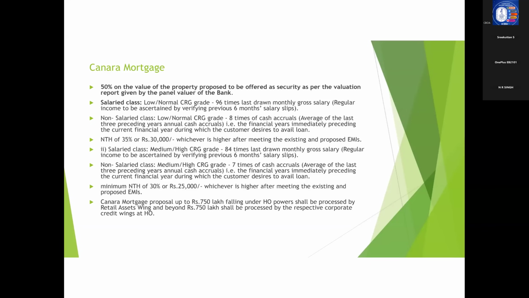Canara Mortgage, RH power, I have to see. It is, I think, 2 crore or something. See, the powers, you need not explicitly see for this one. Normally, it is asked very, very rarely.